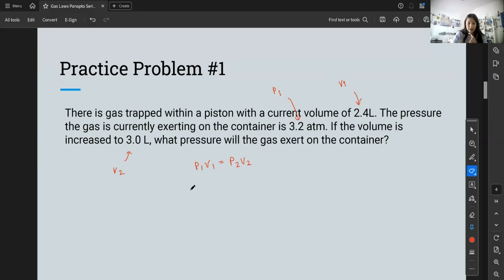So we can plug this into the equation. P1, 3.2 atm times 2.4 liters is equal to P2 times 3.0 liters.